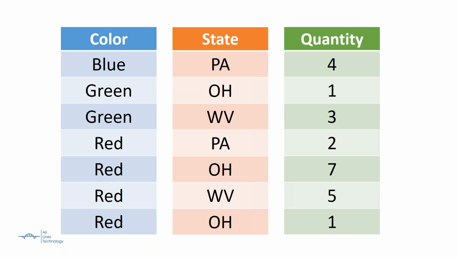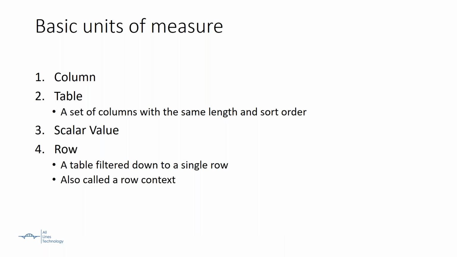That's one of the big things with DAX. Because we aggregate, the basic unit of measure is the column. And the next basic unit of measure is the table. And a table, again, is basically a set of columns that have the same length and the same sort order and are loosely associated, but really are completely separate entities in some sense, depending on how you think about it.